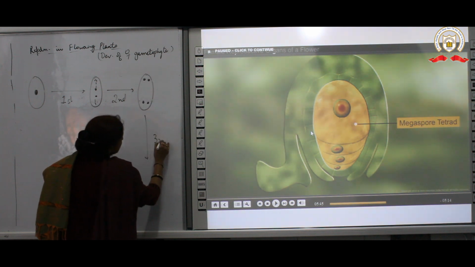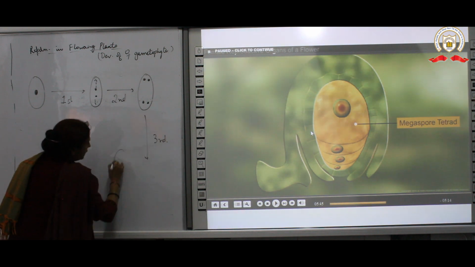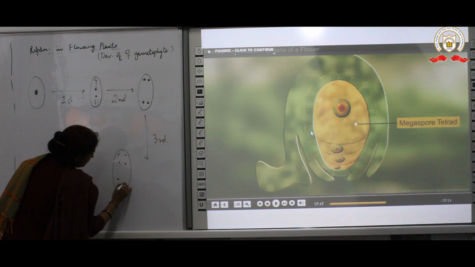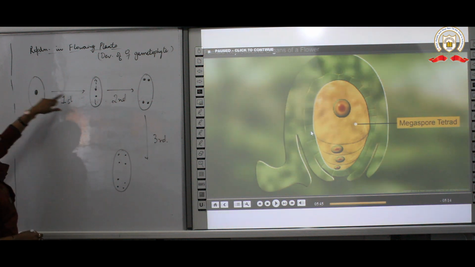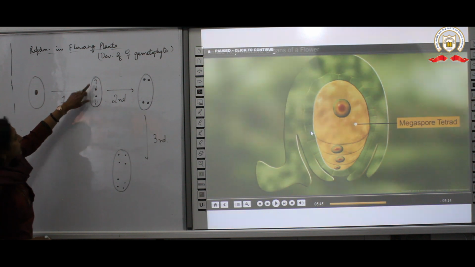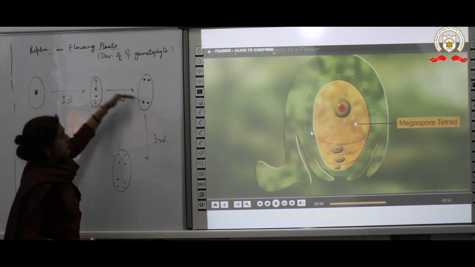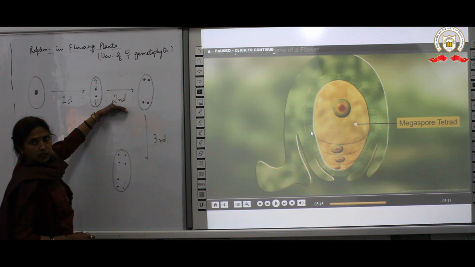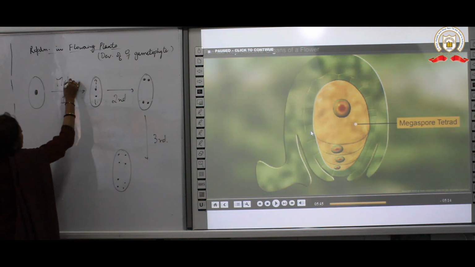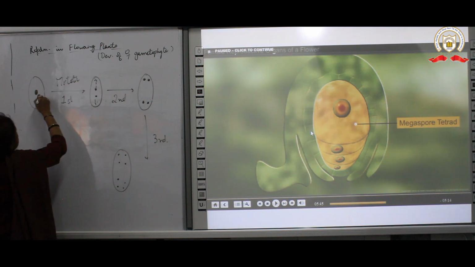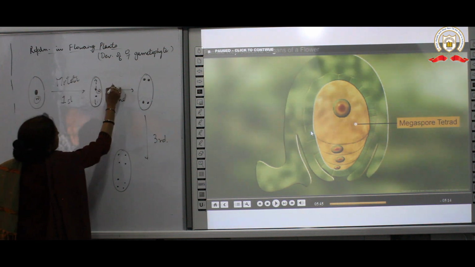But these divisions are only nuclear divisions. Can you see this? The nucleus has divided into 2. The 2 nuclei move towards the 2 poles. Then the second division occurs, and these are all mitotic divisions because this is a haploid nucleus.